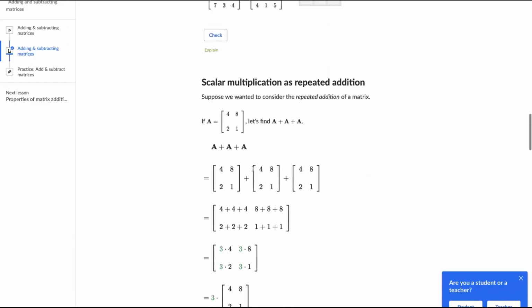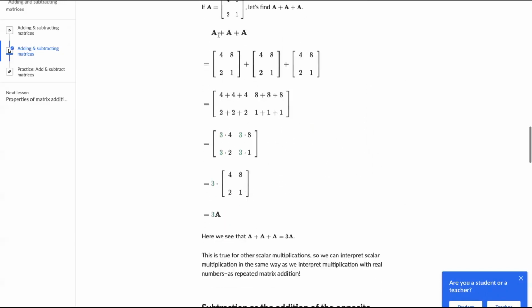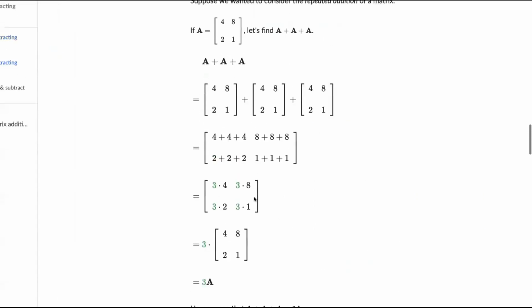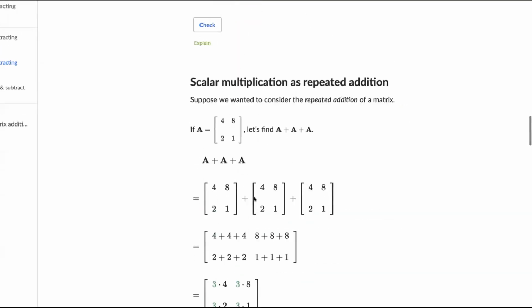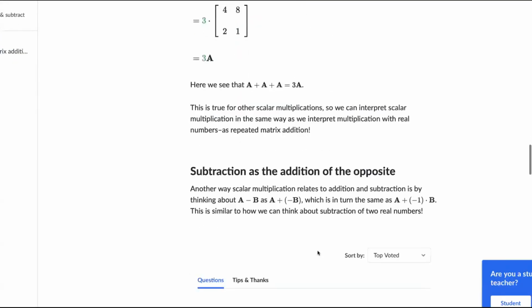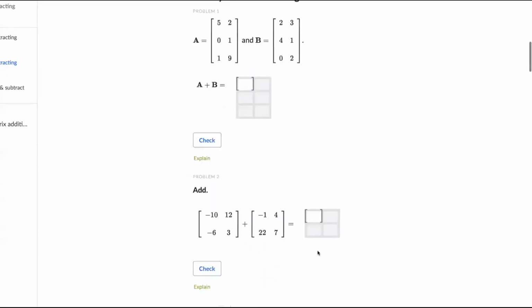Now, this is the scalar. Okay, the scalar, you can think of it like addition 3 times, but you can think of it like this. Now, 3 times 4, 12, 3 times 8, 24, 3 times 2, 6, 3 times 1, 3. You can think of it that way, or you can put it in terms of addition, the same thing in numbers. Okay, class? So I guess you understand that part.